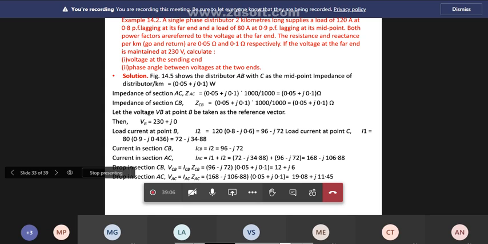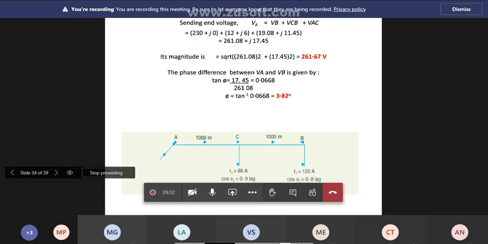Now as usual, load current at point B, that is nothing but I2. Look at the figure, I have drawn it beside. AB is total 2 kilometers. Since the middle point C is in the middle, this is 1 kilometer, that is 1000 meters, and this is 1 kilometer, 1000 meters. The voltage at B is given as 230 volts, and the current I1 is 120, I2 is 120 amperes, cos phi 2 is 0.8 lag.